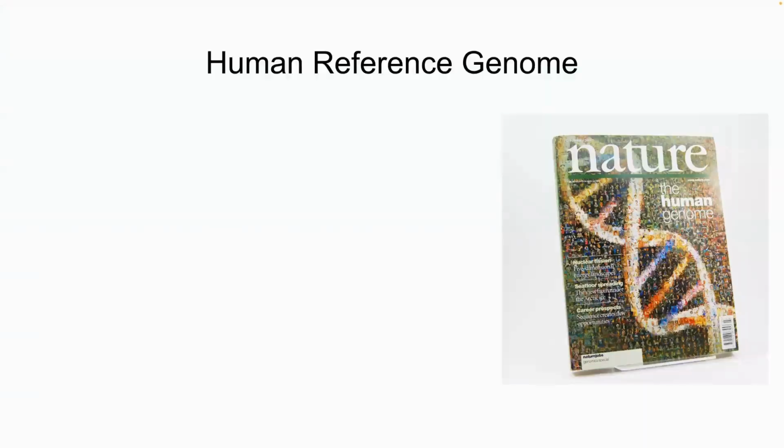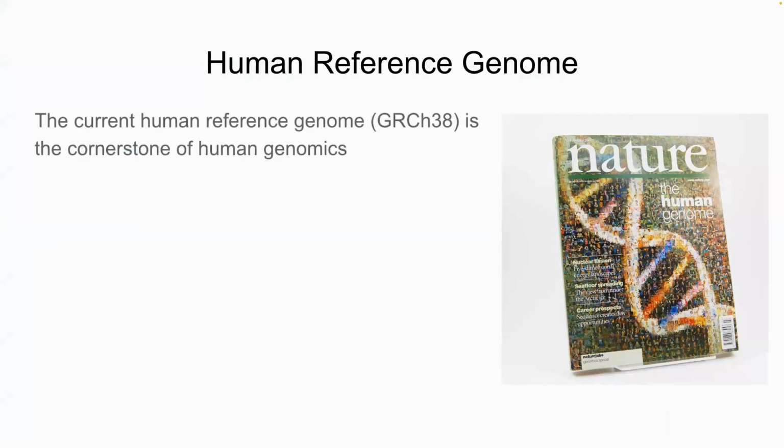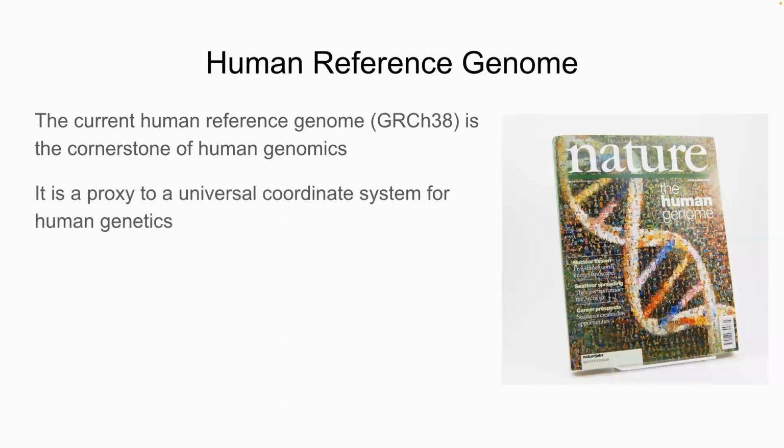Okay, so I'm going to start at the beginning. So, the human reference genome, right? Published 2001. This was just a little bit before I entered graduate school, and it really acts as this cornerstone of human genomics. And by the way, the current version, for anybody who's not aware, is GRCh38. So I'll probably quite often just use that language, but I mean the current human reference assembly, right? And the reason it's a cornerstone, and in some ways created that whole field, right? It's a proxy to a universal coordinate system, right?